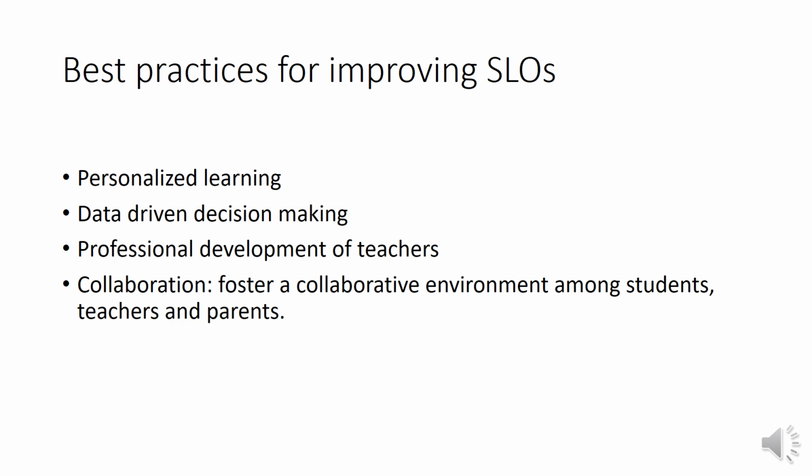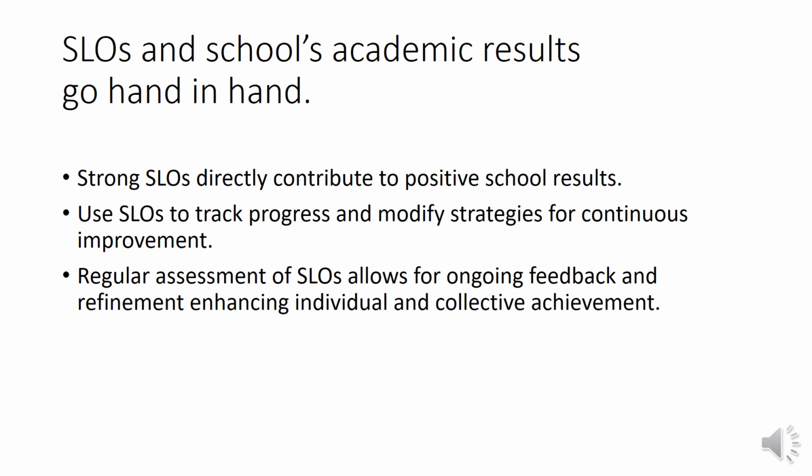Then, how to improve student learning outcomes. The best practices for improving student learning outcomes include personalized learning, individual attention to the student, data-driven decision making, professional development of teachers, collaboration, where an ideal school should practice fostering a collaborative environment among students, teachers, and parents.